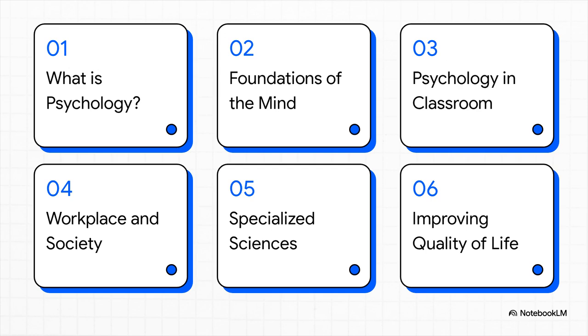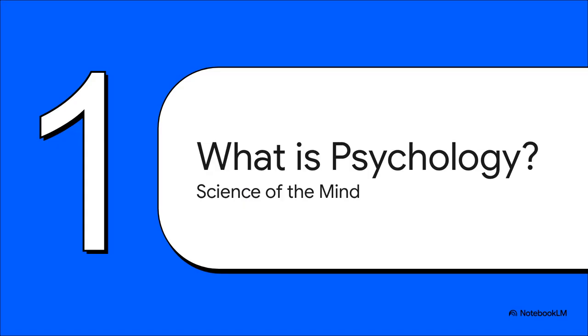Here is our quick roadmap for today. We'll start with what is psychology, then cover the foundations of the mind, psychology in the classroom, workplace, and society, specialized mental sciences, and finally, improving quality of life. Let's get right into it. Section 1. What is psychology? Let's define the science of the mind.